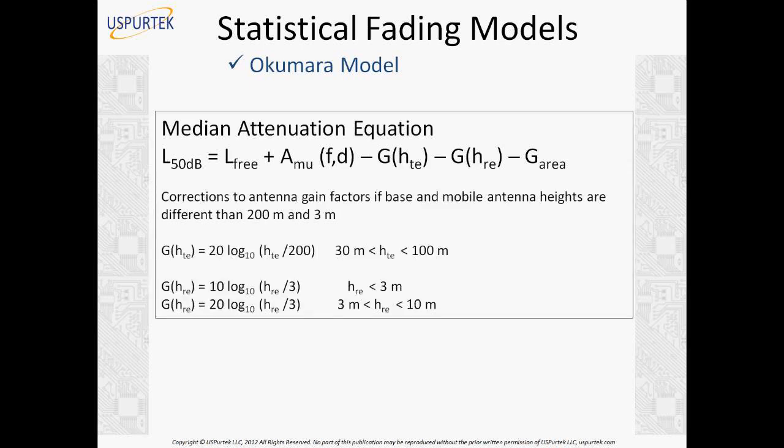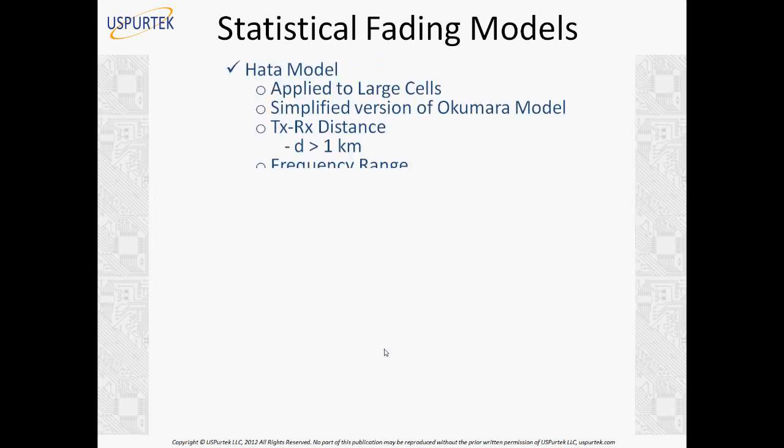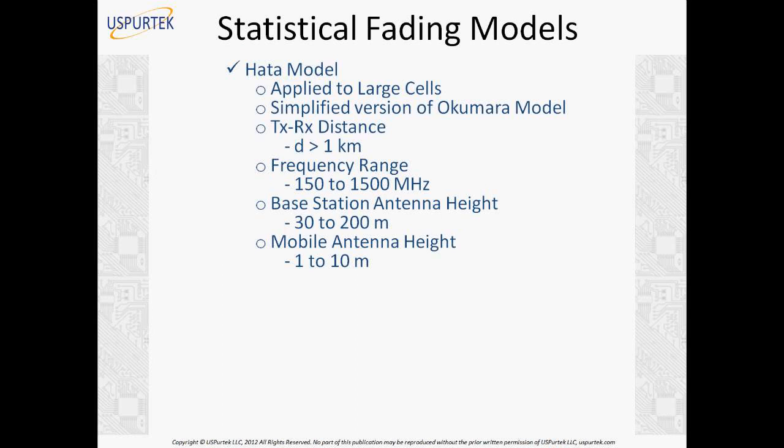Well, there are some more explanations here. Corrections to antenna gain factors if base and mobile antenna heights are different than 200 meters and 3 meters. So again, some values you can use here. Now let's go to the Hata model. This has more practical uses.